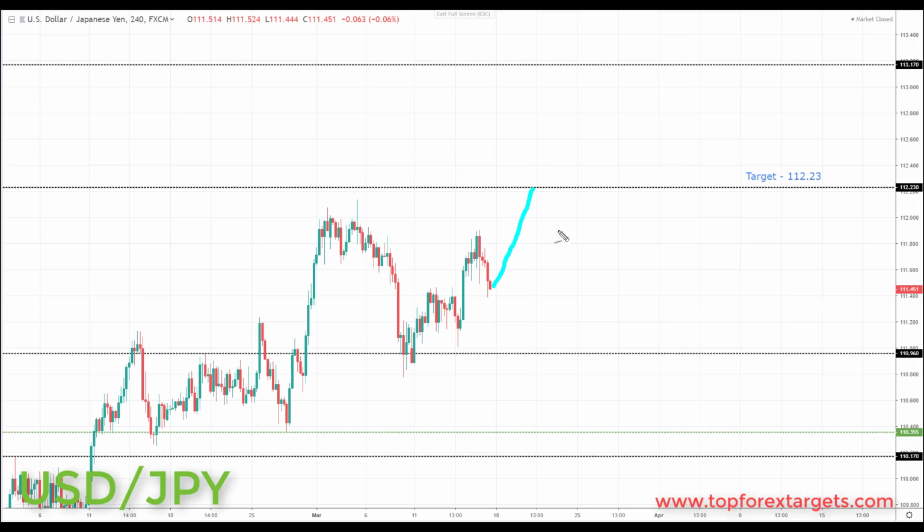We're going to start to see if we can get a rejection. We're going to start to see if we can get bearish formations and patterns. And if we get the right kind of bearish setups in this area, we're going to be looking at initiating shorts back down to the key area of support at the 110.960.